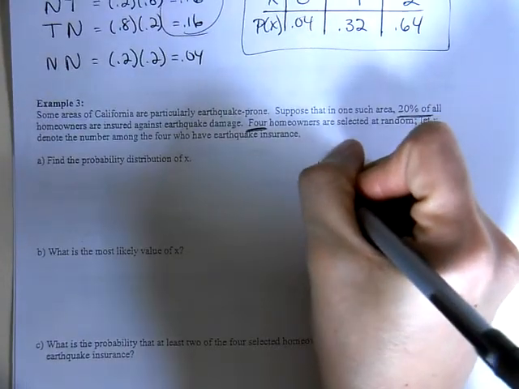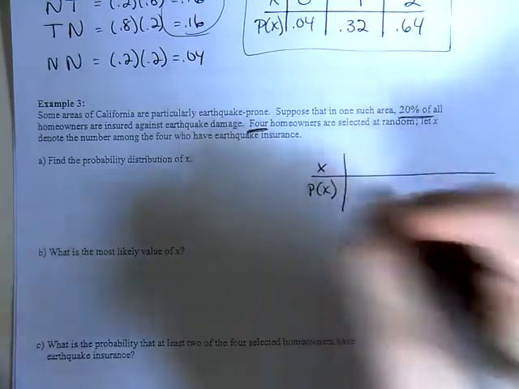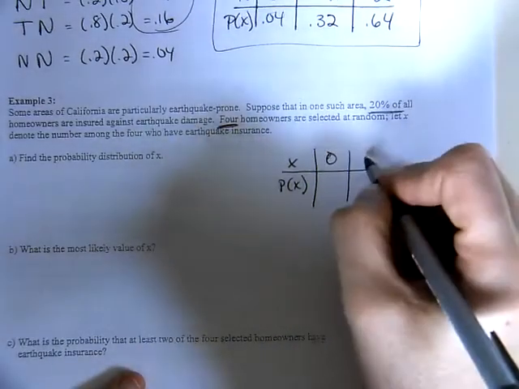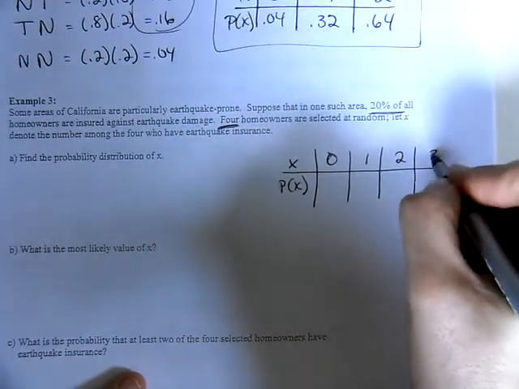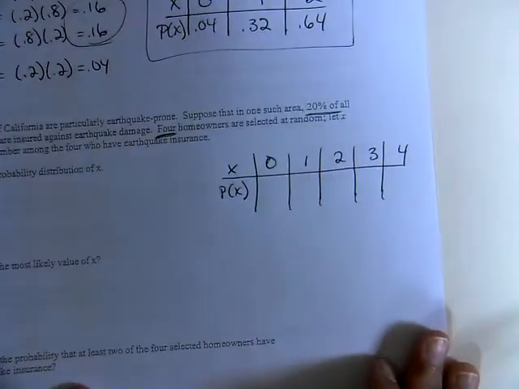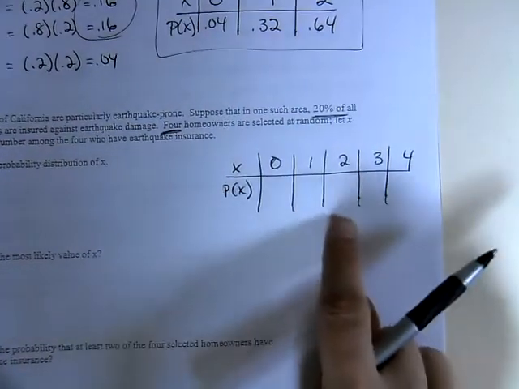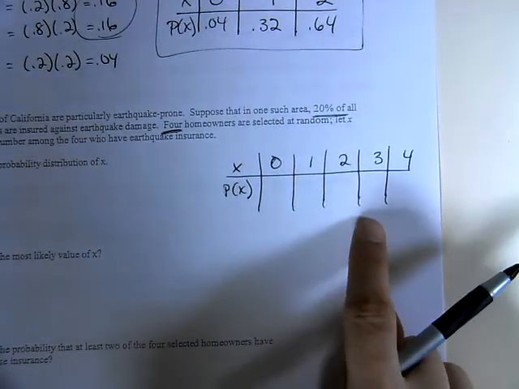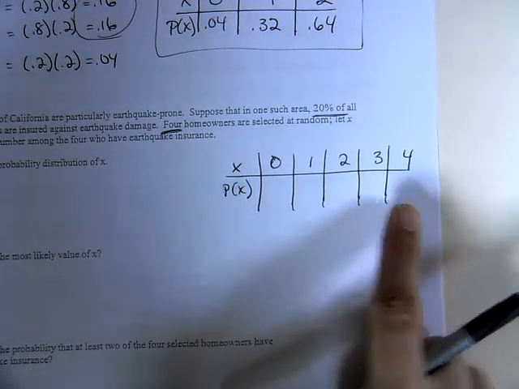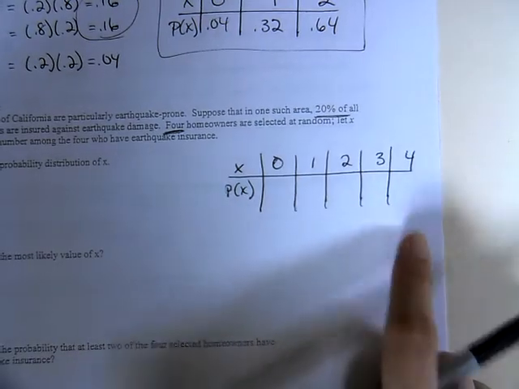Okay, so I'm going to put my probability distribution over here because I'm going to do some work here. So X, P of X. So I can have 0 people who have earthquake insurance. I can have 1, 2, 3, or 4. Okay. So this one is a little bit tricky. We're going to get more in depth on 1, 2, 3 kind of as we go throughout this chapter. So I'm going to do this strategically. I'm going to start with the outside because it's easiest to find 0 people having earthquake insurance and 4 people.